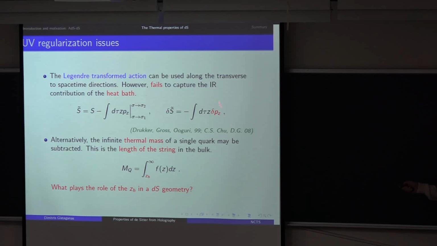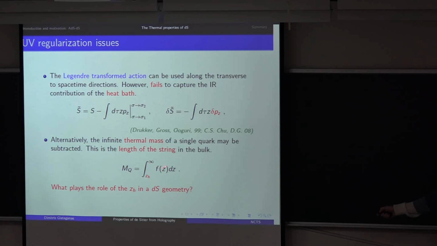But this is a good enough UV regularization scheme, but it doesn't take into account the infrared heat bath. Okay. The other, equivalent at zero temperature, regularization scheme is I will take out the infinite thermal mass of the single quark. So since I have infinite surfaces, infinite distance from the bulk to the boundary, I can take out one string, and this one string will correspond to the infinite mass of the quark.